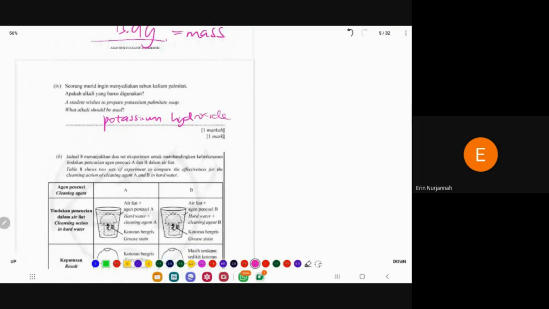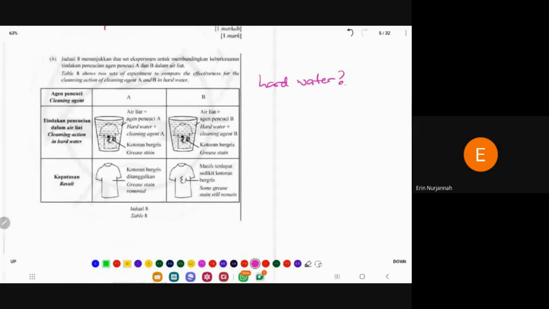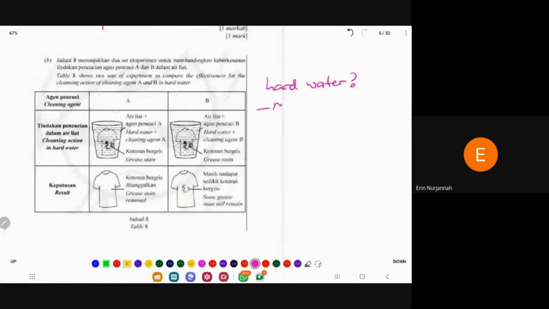Okay, what is hard water, Alia? What is hard water? Water that contains magnesium and calcium. Yes, water that contains magnesium and calcium. That's hard water. Okay, let's look at this question. I think they are talking about hard water. Yes, it is. So look at this. The stain is still here.